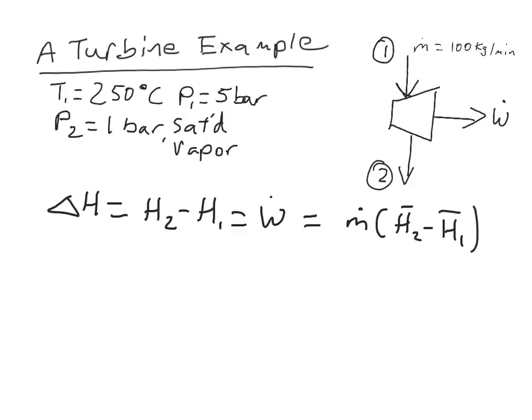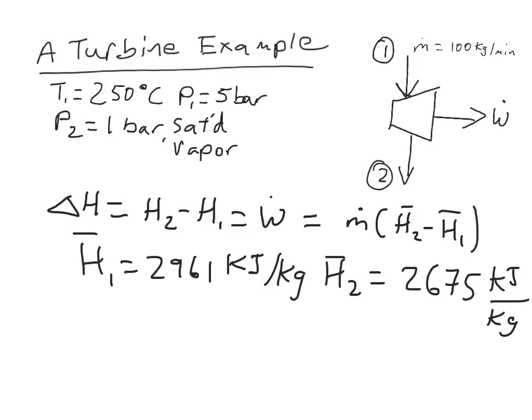So if I pull out my steam tables in the back of the book, this is what I'll get. These are the values I get just by looking them up. State 1 is a superheated vapor, coming in at 250 degrees Celsius and 5 bar, so I just look in the superheated vapor section to get this value for the enthalpy coming in. State 2, the outlet of the turbine, is at 1 bar saturated vapor, so I look in the saturated section and look up the saturated vapor enthalpy, and I get this.